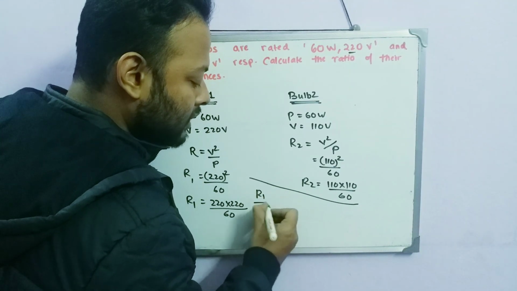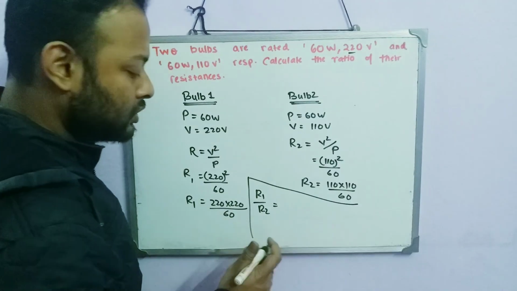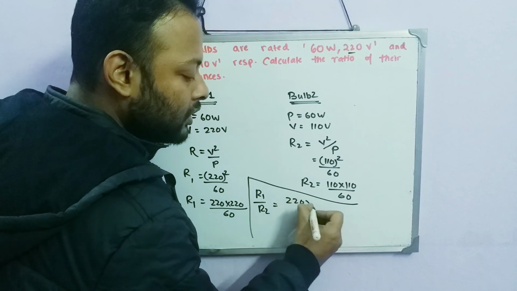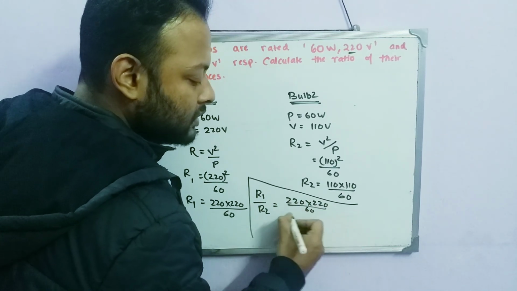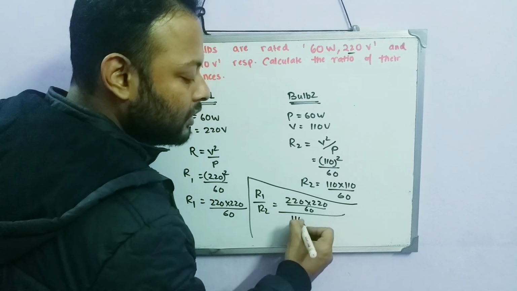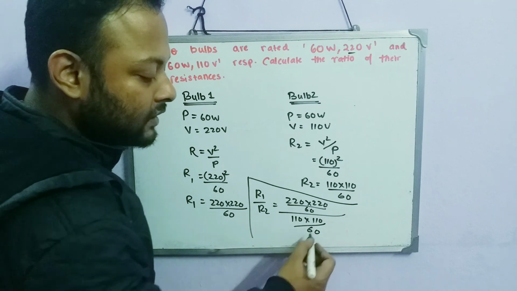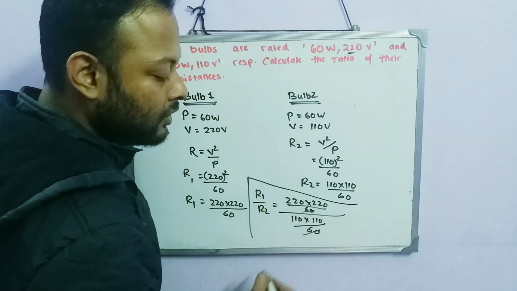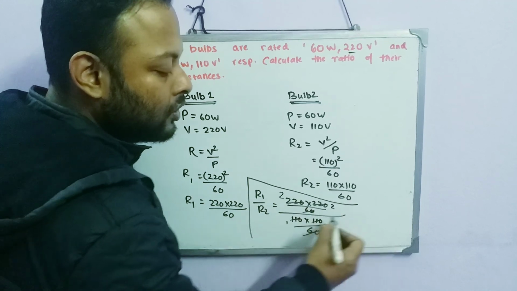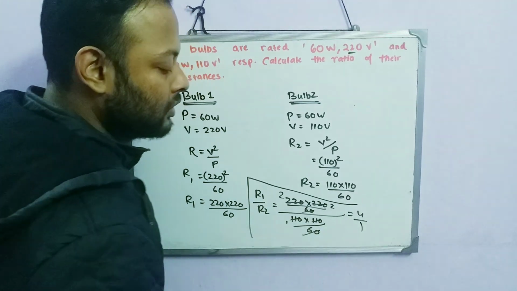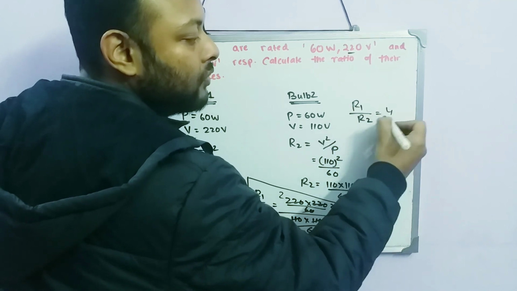So R1 and R2, the ratio between them. So just substitute the values. 220 into 220 by 60, whole divided by 110 into 110 by 60. Now cancel it. 60 cancels. 110 2s are 110, 1 is 110, 2. So ultimately it becomes 4 by 1. So ultimately R1 by R2 becomes 4 by 1.